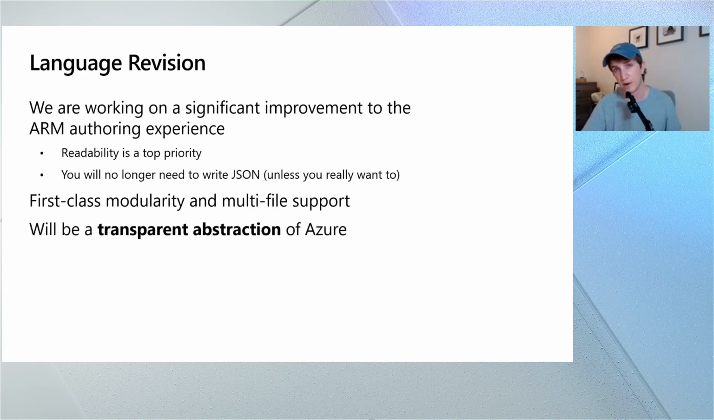It's going to be a transparent abstraction of Azure. And basically what that means is we want to abstract away as much as we can without abstracting the platform itself in any way. So if you need a specific property or a new API version, all of that day zero support that you've come to expect from ARM templates is going to continue to work in this new language.